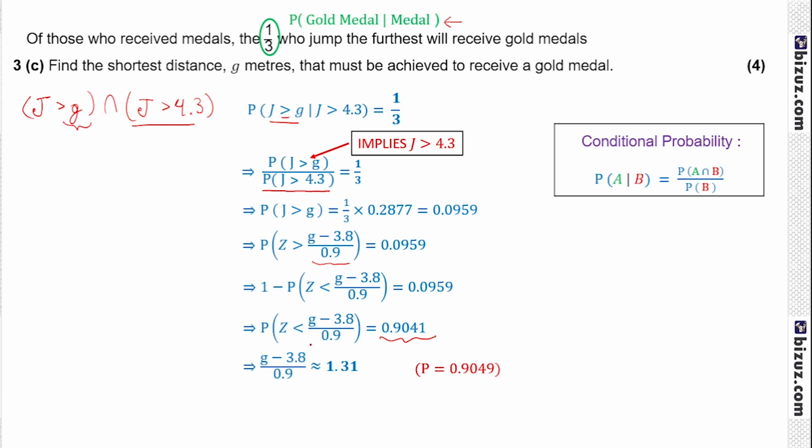So g minus 3.8 divided by 0.9 is approximately equal to 1.31, and that means that g is approximately equal to 4.979, or to three significant figures, that's 4.98.